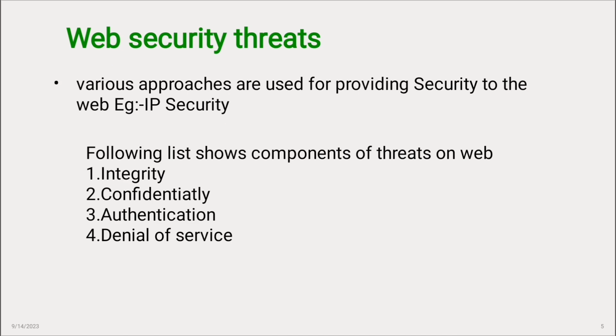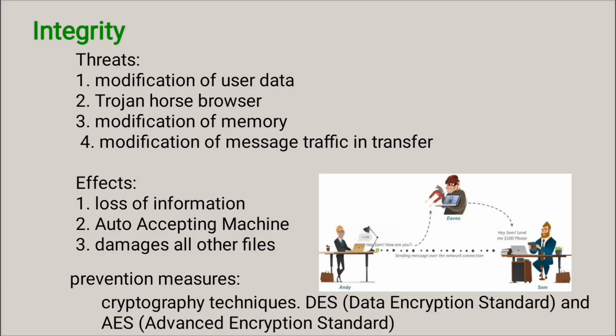Web security threats. Various approaches are used for providing security to the web, for example, IP security. The following list shows the components of threats on the web: first, integrity; second, confidentiality; third, authentication; fourth, denial of service. Integrity means user data is modified.